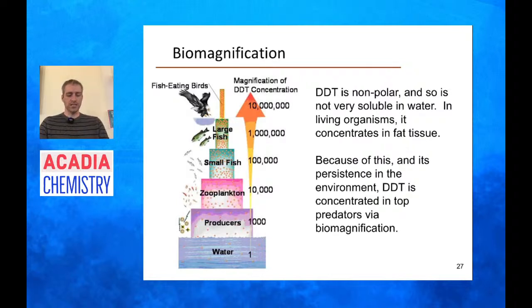So this process of biomagnification is this increasing concentration of this nonpolar substance all the way up the food chain. And how can you predict if something's going to biomagnify or not? Well, if it's nonpolar and very, very durable in the environment, it has a possibility or probability of undergoing biomagnification.